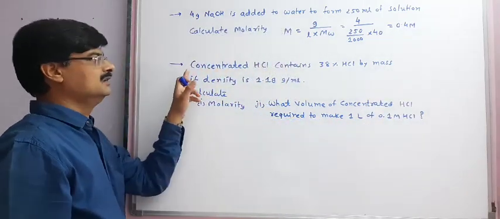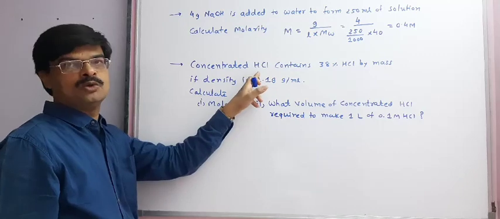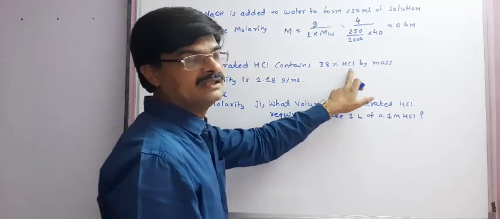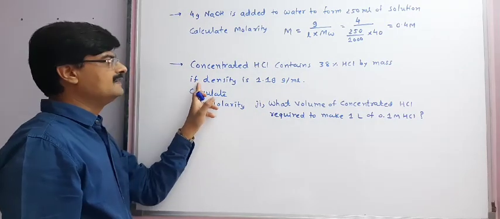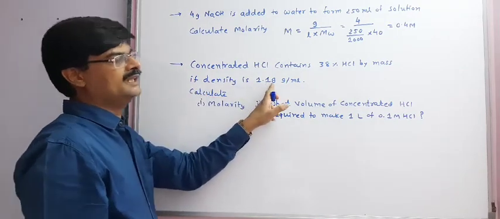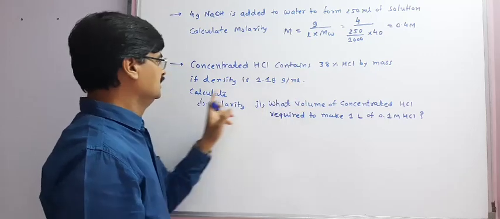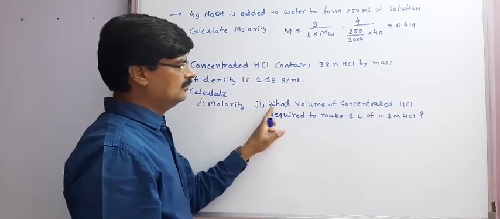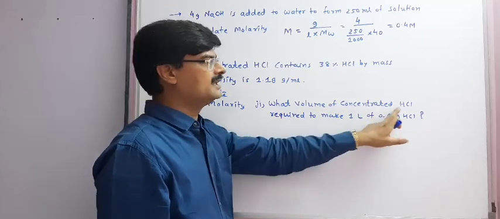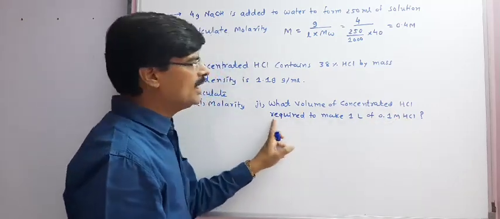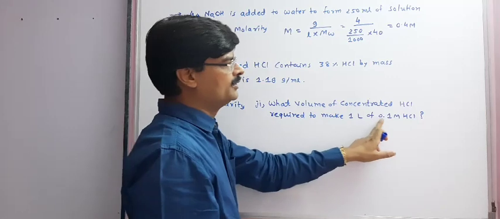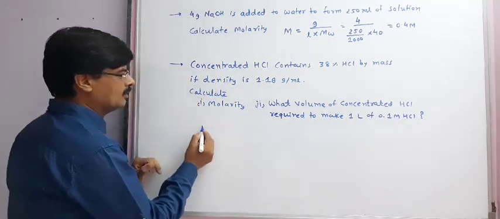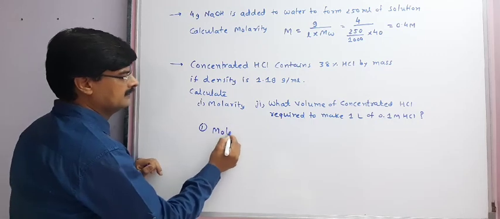Now in the next question, concentrated hydrochloric acid contains 38% HCl by mass. Density is given 1.19 gram per ml. Calculate molarity and second, what volume of concentrated HCl is required to make 1 liter of 0.1 molar HCl. So first we will find out molarity.